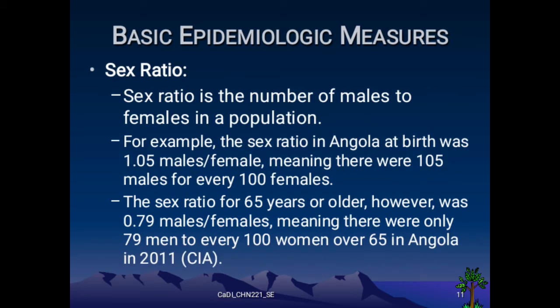Sex ratio. Sex ratio is the number of males to females in a population. For instance, the sex ratio in Angola at birth was 1.05 males to one female, meaning there were 105 males for every 100 females. The sex ratio for 65 years or older, however, was 0.76, which means there were only 79 men to every 100 women over 65 in Angola in 2011.